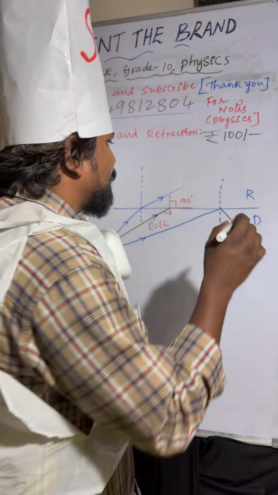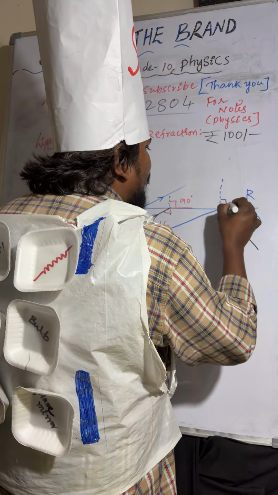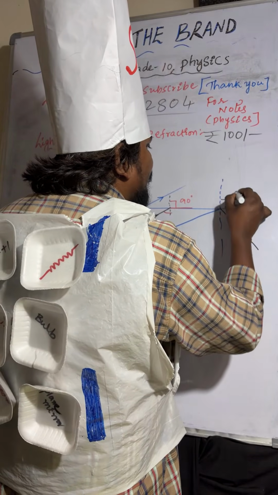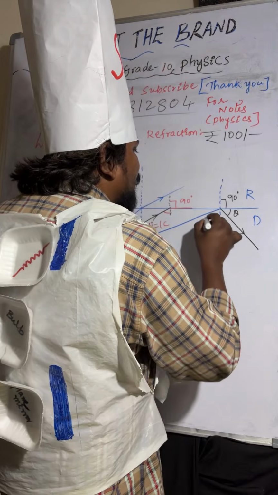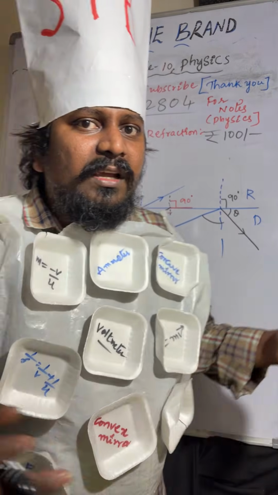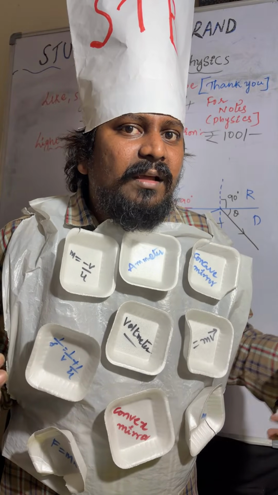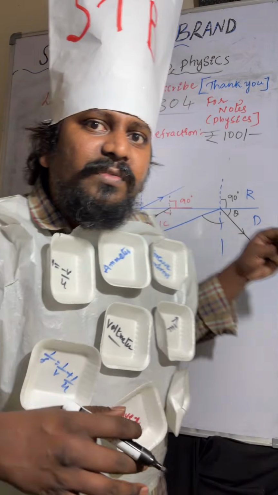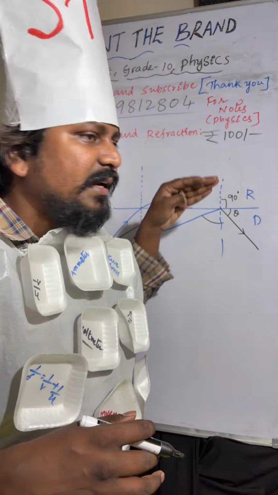Here you can observe the angle with the normal line. This is 90 degrees and this one is theta. So what is this angle? Angle of incidence, angle of reflection. Here you can observe one thing: the light ray is moving from denser to rarer.